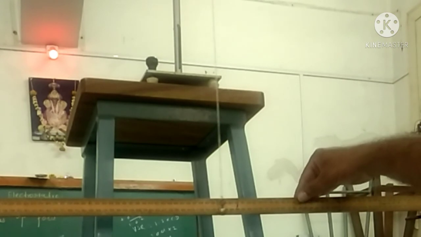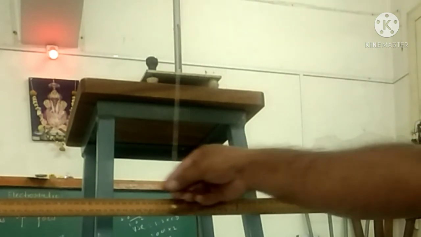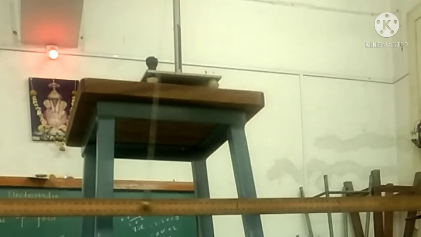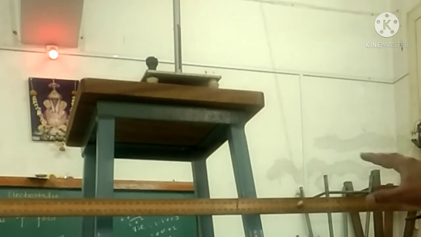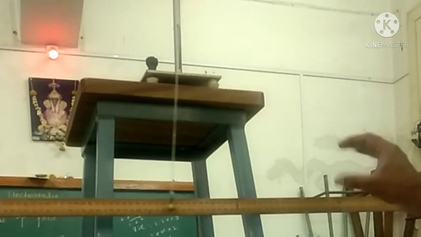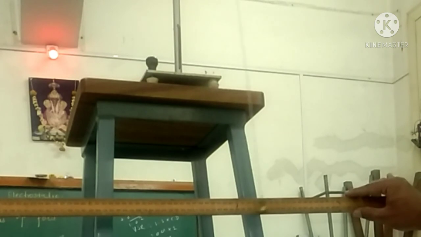After measuring, for this experiment we use the scale. The use of the scale is that we want to oscillate this pendulum in a plane, so we keep the scale there. And we also measure the amplitude of the oscillations. That's why we keep the scale, and the position of the scale is horizontal.